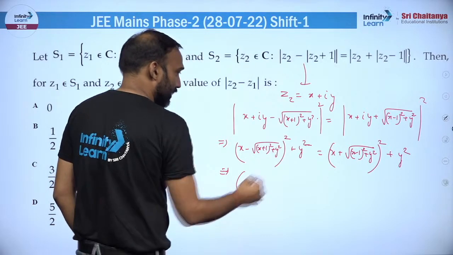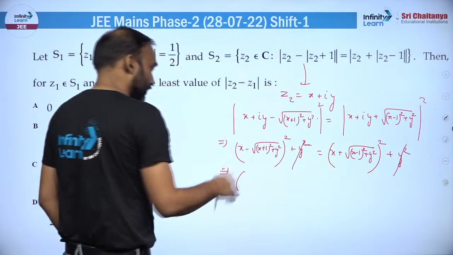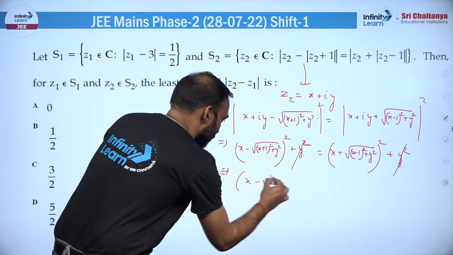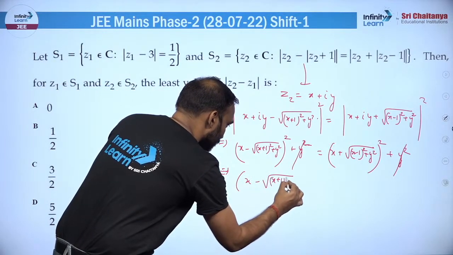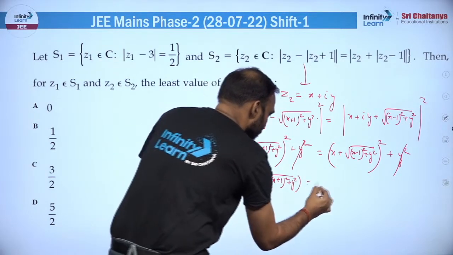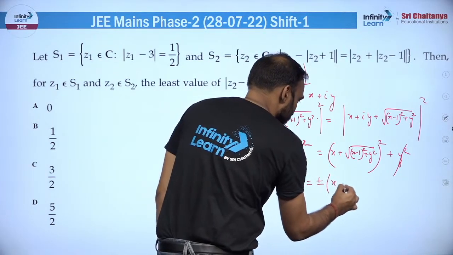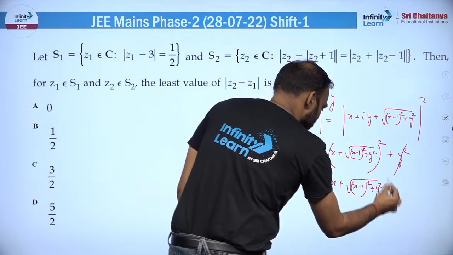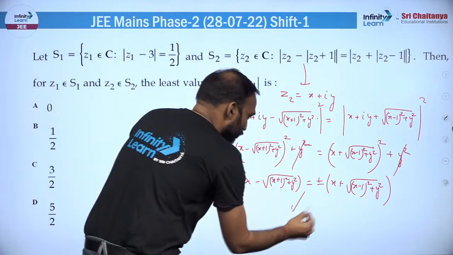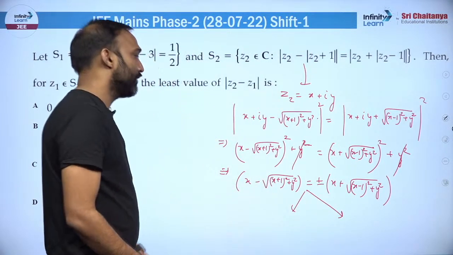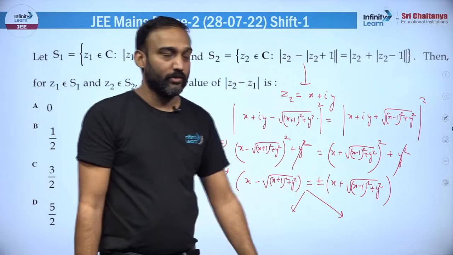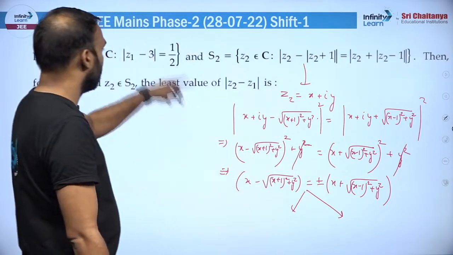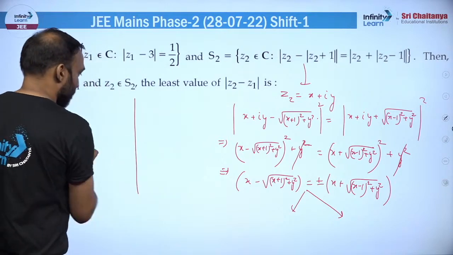If I take this, it will be cancelled. If I take this on this side, or we'll take the square root directly. This is equal to plus minus. So once I solve with plus 1 and once with minus 1, from here we'll get two different loci of this particular curve. So we'll plot both these loci.